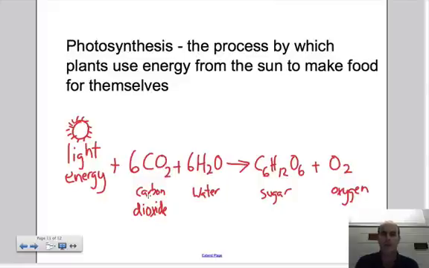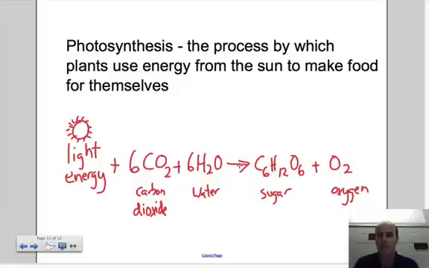The little 2 here is referenced in the word dioxide, so you can learn a lot from prefixes of words. Carbon dioxide means 2 atoms of oxygen and 1 carbon atom combined to make a carbon dioxide molecule, plus 6 moles of water, or 6 parts of water. So again, light plus carbon dioxide plus water. These are the inputs of photosynthesis.